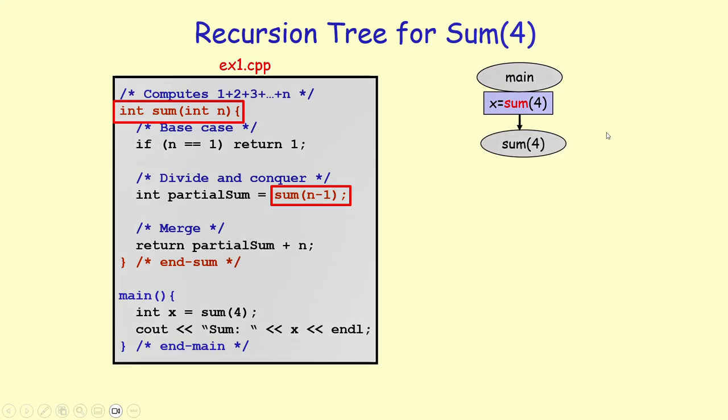So we are now inside sum 4. Let's just trace this through. We are at the beginning of this code. Is n equal to 1? Are we at the base case yet? No, because n is equal to 4. So n is not equal to 1.